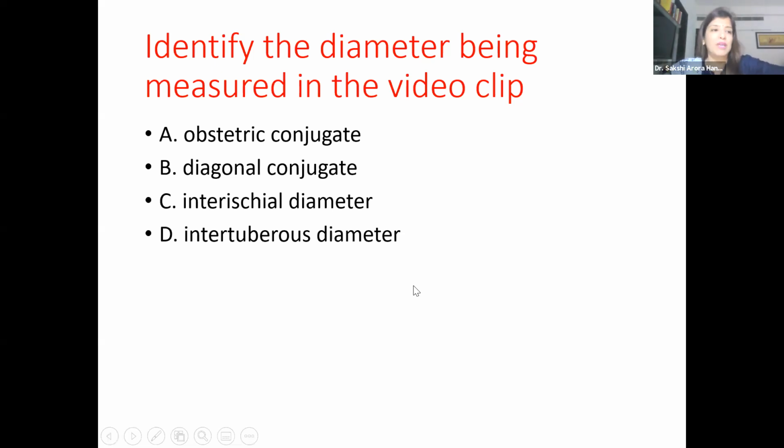So what was being measured? What you saw was a diameter which was being measured like this. Your fingers are touching the lower border of the pubic symphysis and they are going up till the sacral promontory. So what is being measured? It is the diagonal conjugate, right? So the answer should be B, and I think all of you have marked it as B. Yes, all of you are saying it is B. So this is the diagonal conjugate which was being measured.